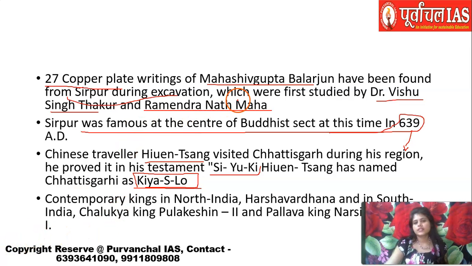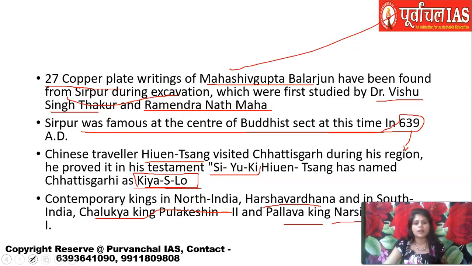We also know that there are some contemporary rulers of Mahashiv Gupta Bala Arjun. Who are these? The contemporary kings in northern India were Harshvardhan, very famous, I think you know. In South India, you had the Chalukya king Pulakeshin II, again very famous, and the Pallava king Narsingh Varman. Okay, so these three were the contemporary kings. A lot of times contemporary dynasties and rulers are asked. You need to remember these names. Harshvardhan, Pulakeshin II, and Pallava king Narsingh Varman were the contemporaries of Mahashiv Gupta Bala Arjun.